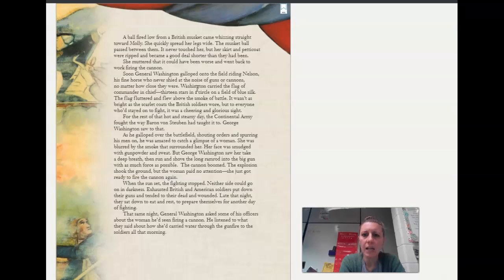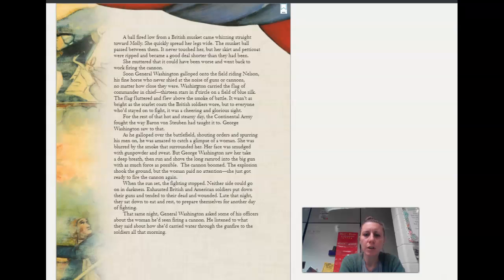For the rest of that hot and steamy day, the Continental Army fought the way Baron von Steuben had taught them to. George Washington saw to that. As he galloped over the battlefield shouting orders and spurring his men on, he was amazed to catch a glimpse of a woman. She was blurred by the smoke that surrounded her. Her face was smudged with gunpowder and sweat.